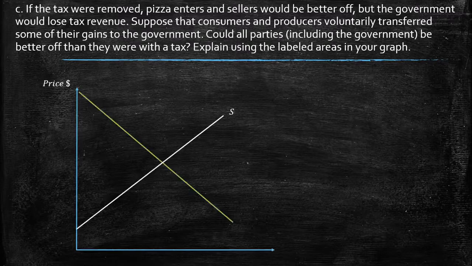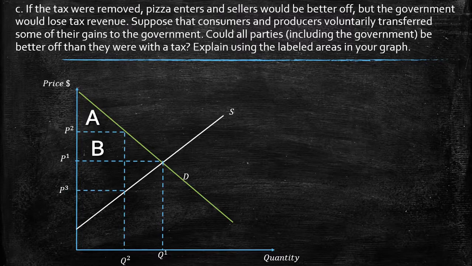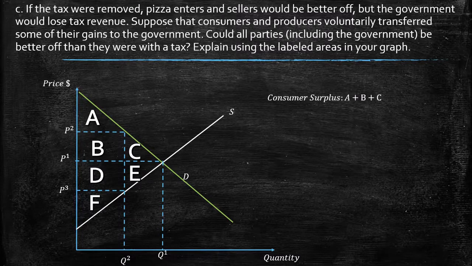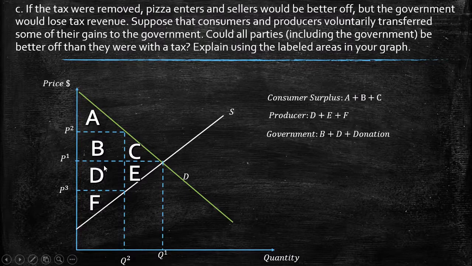So basically, I made this approach to this exercise. Remember, here we have the previous case, which is A plus B plus C with the pre-tax. And here the producer D, E, F. So the government has B plus D, right? So in this case, what I propose is how all can be better off. We can propose that in this case the price is going to be lower. Okay, that's going to be P1.